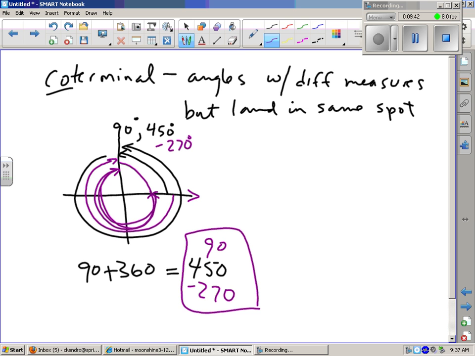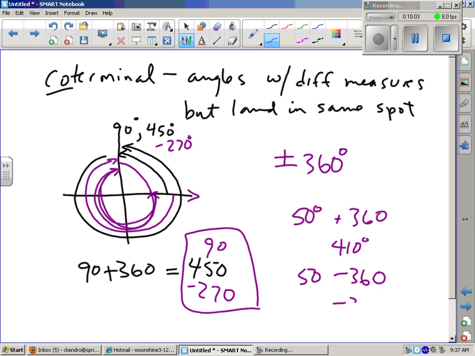Now the simplest way to get a coterminal angle at any time is either add or subtract 360 degrees. That's as simple as it gets. So if I give you a 50-degree angle and I say give me a coterminal, you add 360. So 410 would be another one. Or you could take 50 minus 360. So negative 310 would also be a coterminal. So it's as simple as that. Don't make it any more difficult than that. Coterminal means add or subtract 360.